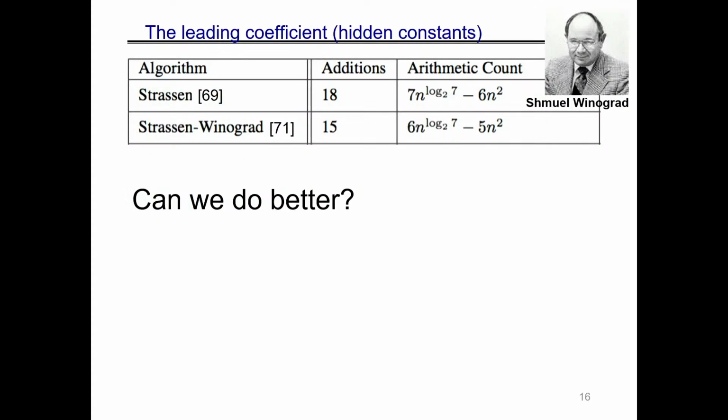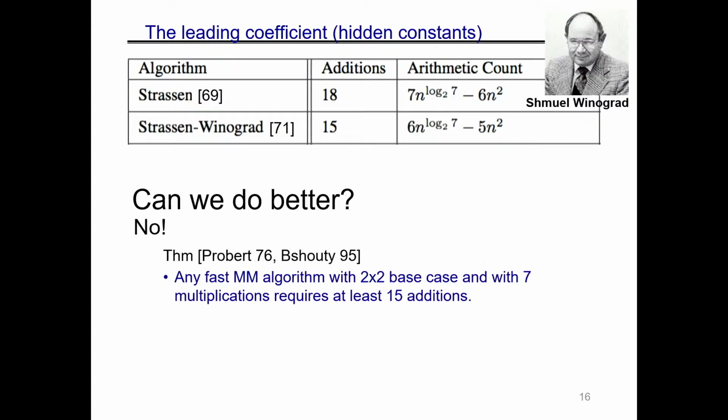And now I'll try to answer JM's question. Strassen obtained an arithmetic cost algorithm of 7n to the log base 2 of 7. And then a couple of years later, Winograd improved this 7 to 6. And then there was a question, can we do better than that? And the answer is no.